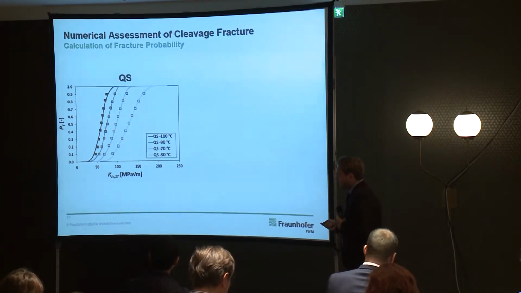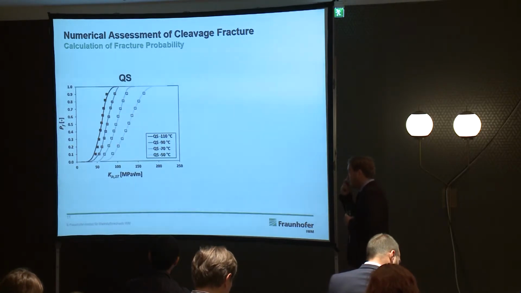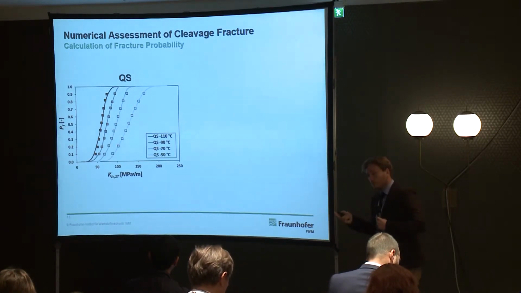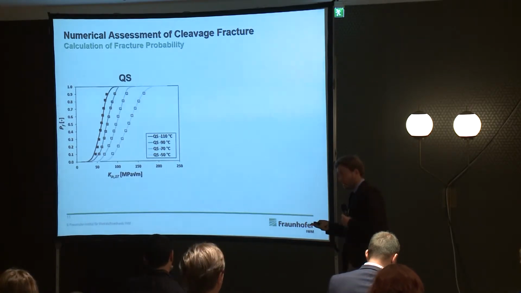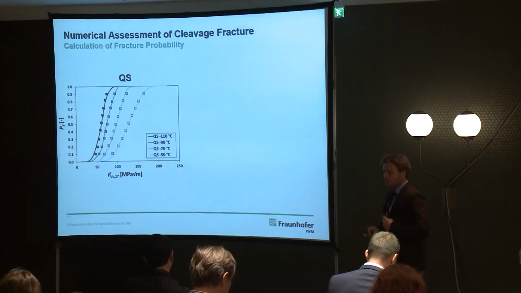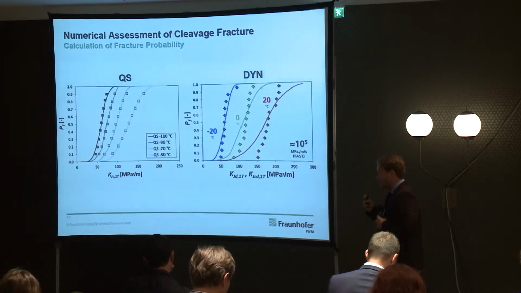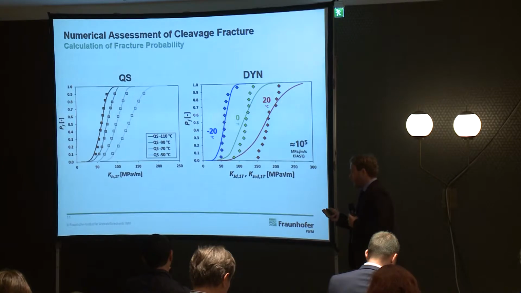Okay, so if we calibrate the parameters in the model for quasi-static testing conditions, there's no surprise that the experimental results, which are the squares here, are met quite well by the model. This is fracture probability over the load for various testing temperatures right here. So the question is, what happens if we apply the model to the dynamic loading conditions? And we see something entirely different.